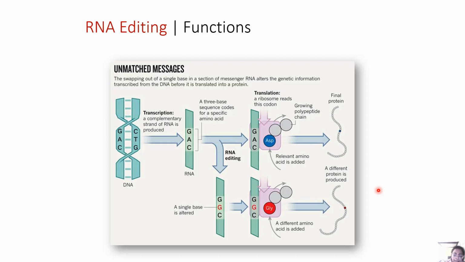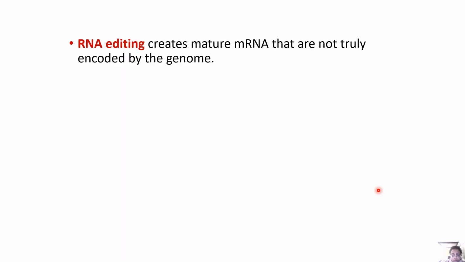The relevant amino acid is added. And if the single base is altered, that is, a mutation occurs, then a different amino acid will be added, a different protein will be produced, or a mutated protein will be produced. So, RNA editing creates mature mRNAs that are not truly encoded by the genome.